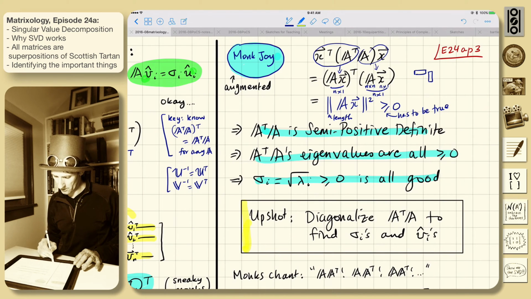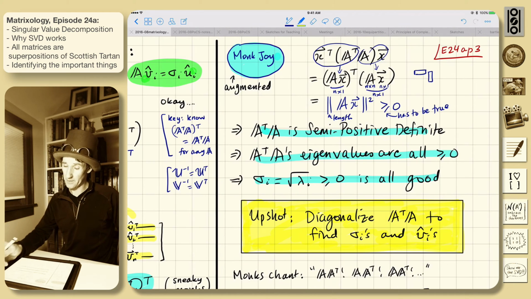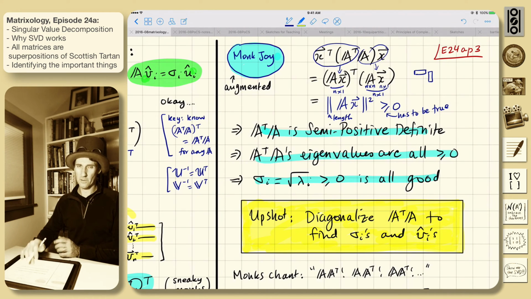So the upshot is this. It's an important result. We can diagonalize the A transpose A. We will find the sigmas. They're the square roots of the eigenvalues. And the V's. So we're almost there in believing this is all doable and true. It's a semi-positive definite thing, right? All that work, there it is, just one little piece.